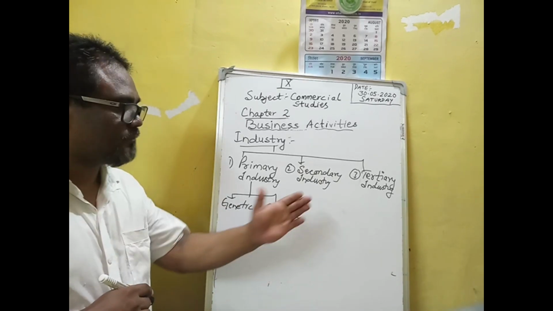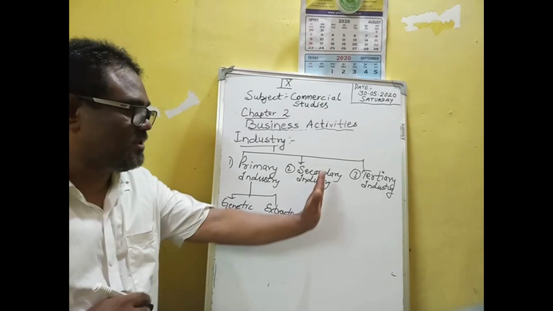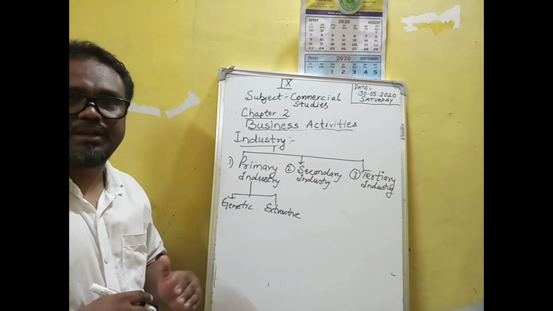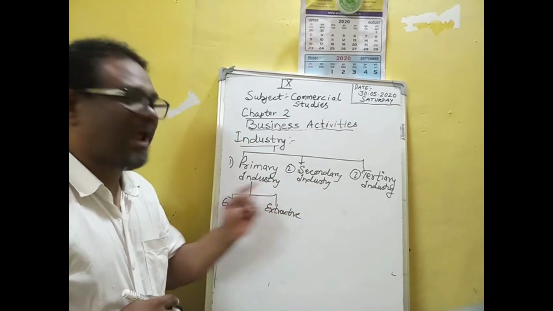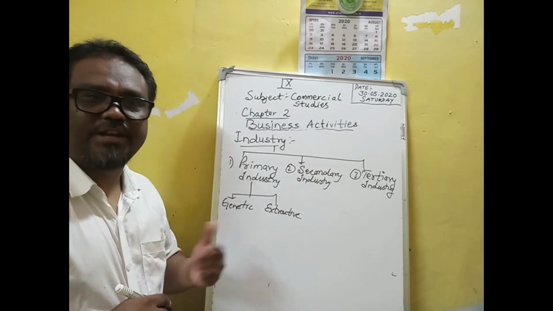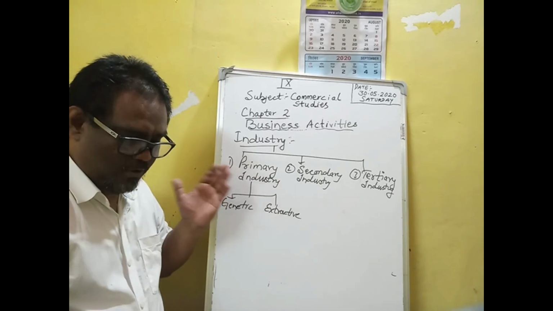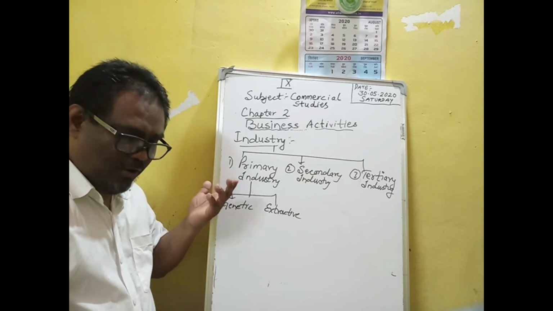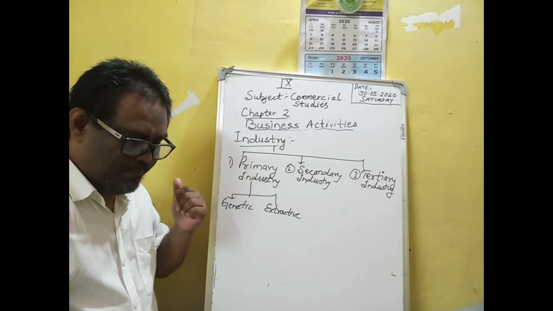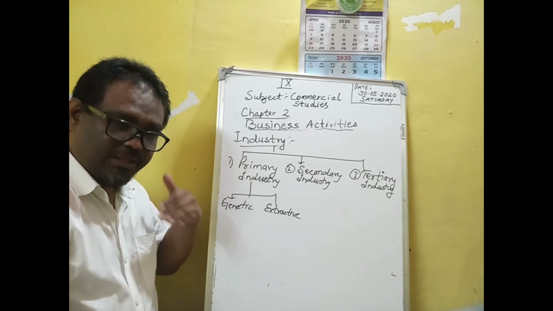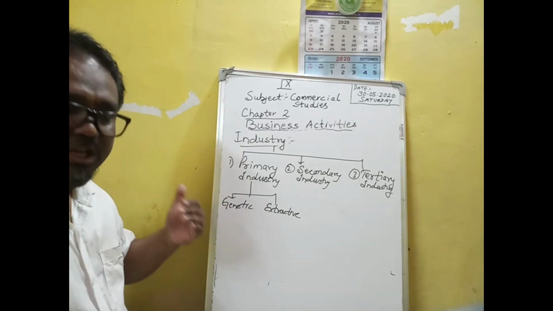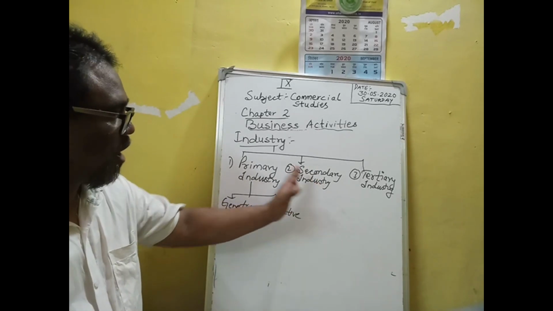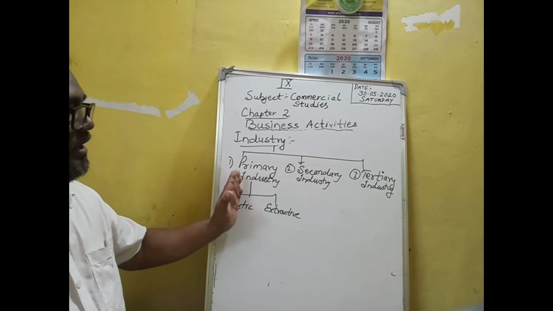We have done genetic industries and extractive industry in the last class. Again, secondary industries are those industries that help the primary industry. For example, mining of iron ore and coal is a primary industry. But from there, they convert it into steel. Converting into steel is known as a secondary industry. So the secondary industry converts the raw material provided by the primary industry.